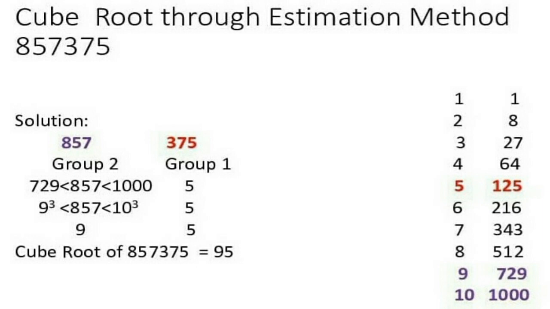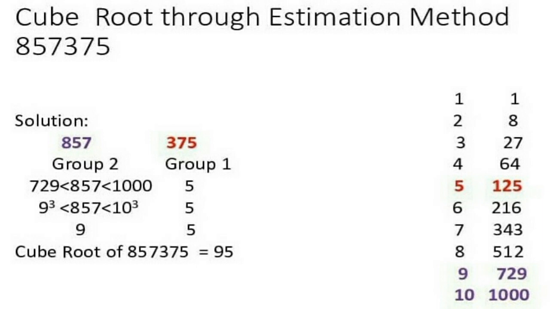And now this second step. See students, in this what I am going to do, I am going to note the unit place of my group 1. What do I have? 5, right? And the same unit place 5 I am going to note again in my cube number, where I get 125. And 125 is the cube of 5. So I wrote 5 over there, right? And now see the second step.